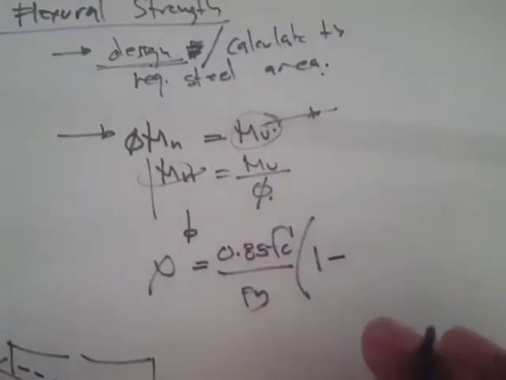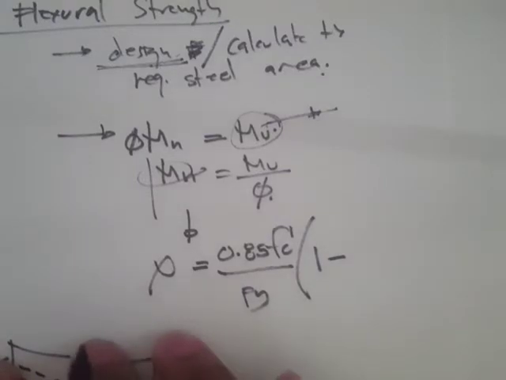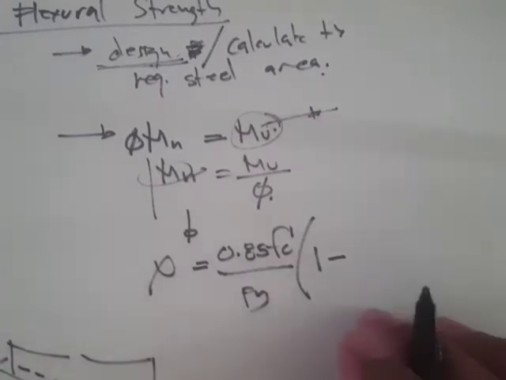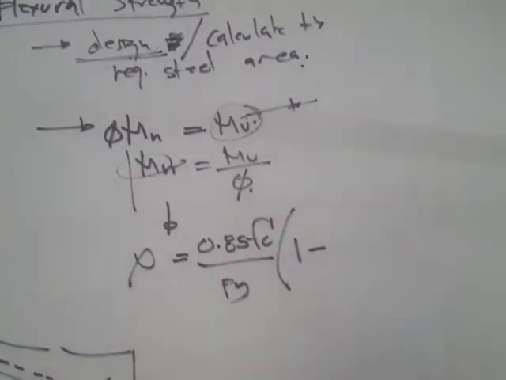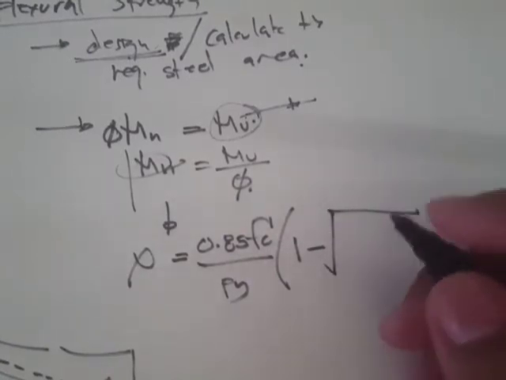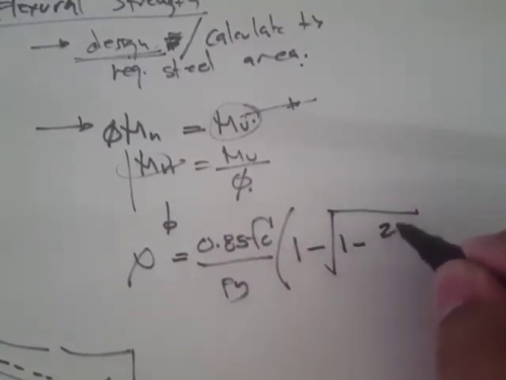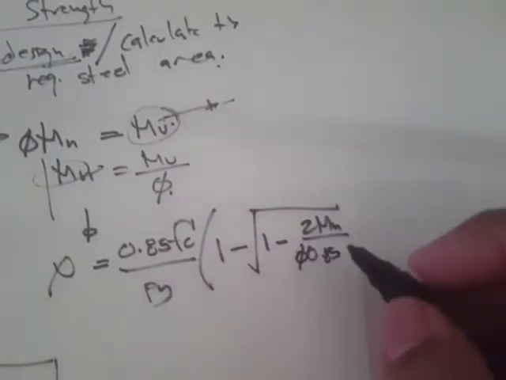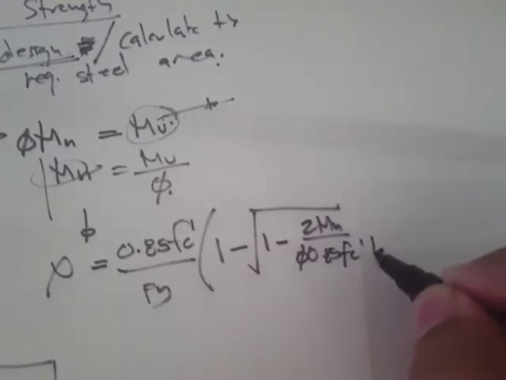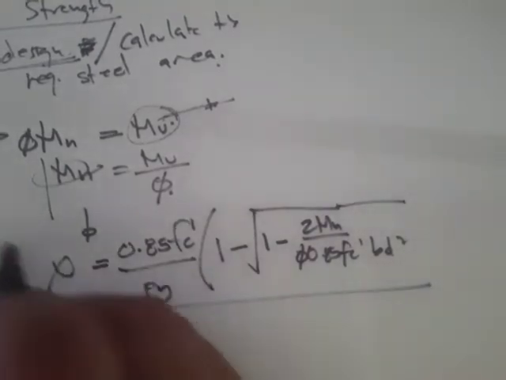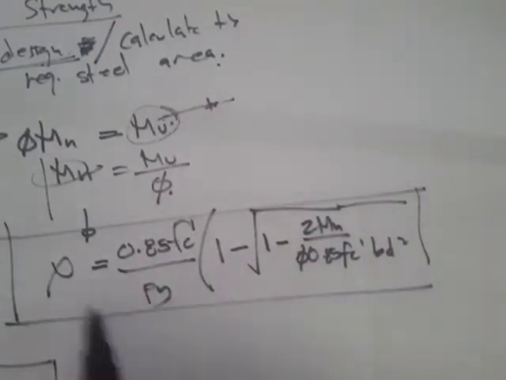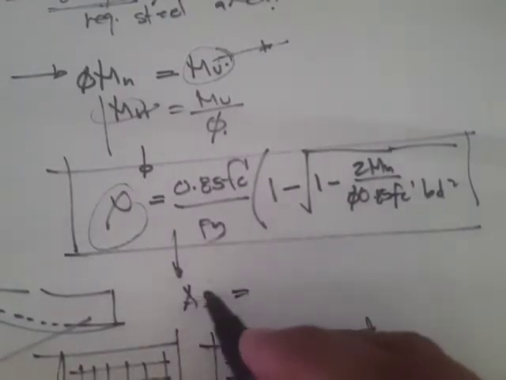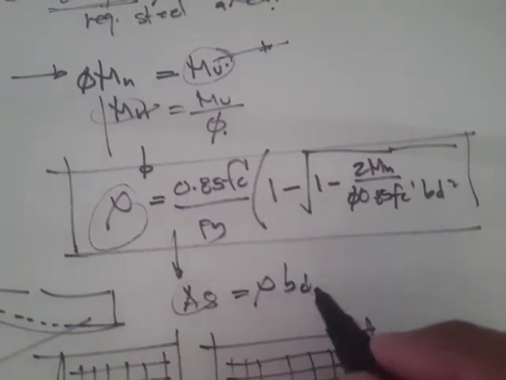We didn't solve any problem using these equations, but I think I did mention this in our lecture on singly reinforced beams, regarding the steel ratio: rho = (0.85 fc'/fy)(1 - sqrt(1 - 2Mn/(φ 0.85 fc' bd²))). Okay, that's the equation. Once you have this, you can solve for the steel area. As is just rho bd.